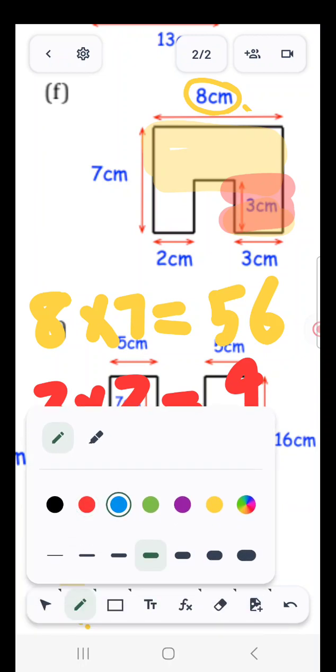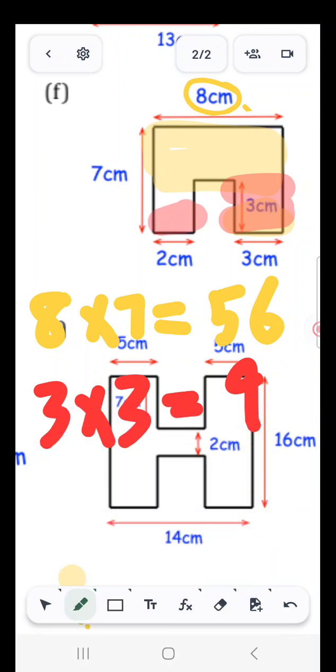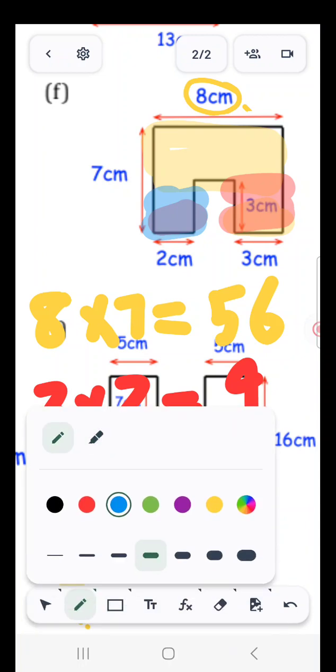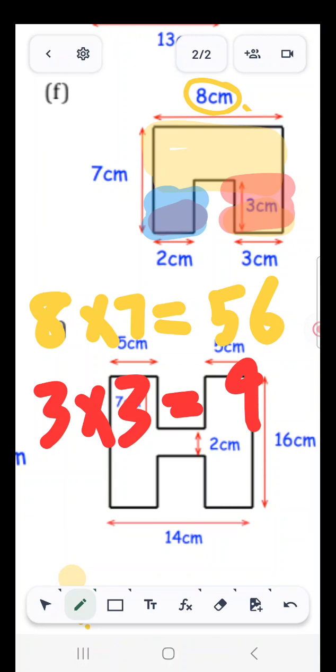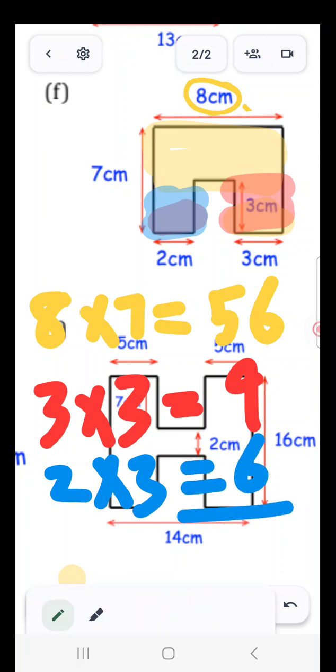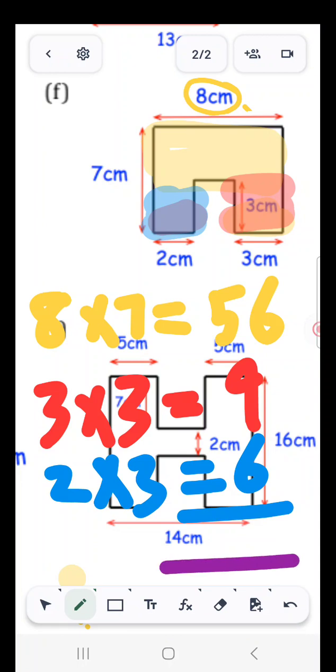And the last one, I can use the blue color here. It's very obvious, it's 2 times 3. Why am I saying 2 times 3? Because 3 is already the height of the left-sided rectangle. So it is 2 times 3, which makes it 6. If you add them up, you will be getting 56 add 9 should be 65, add 6 should be 71. So the whole area's answer is 71.